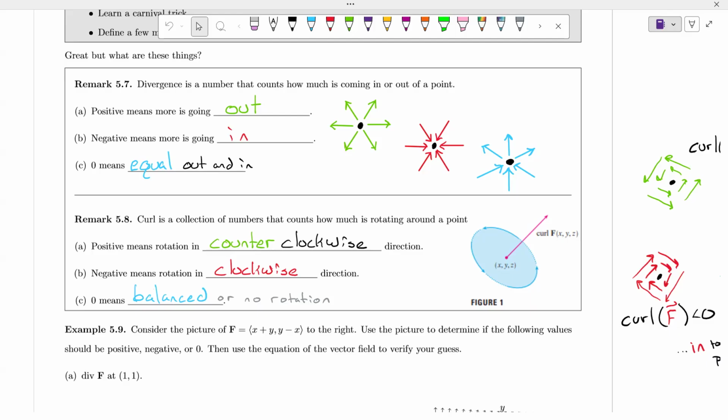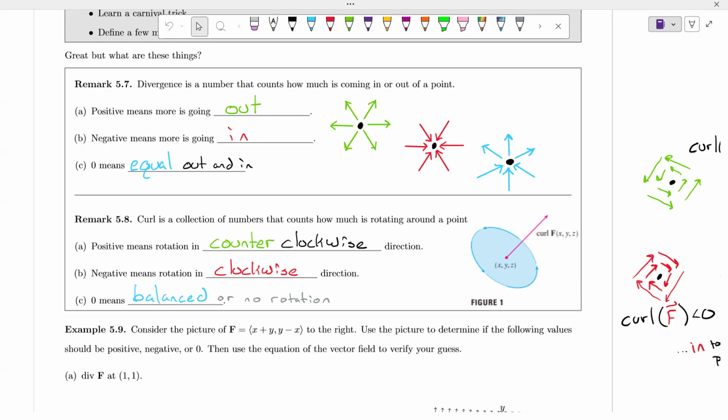And if our divergence is 0, that means we have an equal number of lines going out as we do going in. Or it might mean that our lines aren't going out or in at all. Maybe they're just circling around our point. Is another option for the divergence being 0.